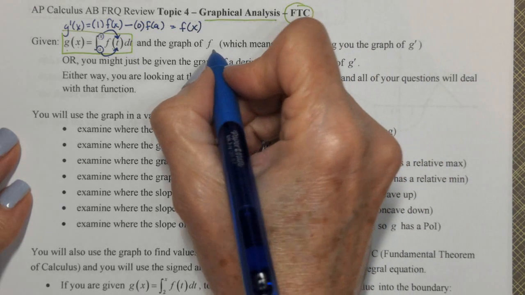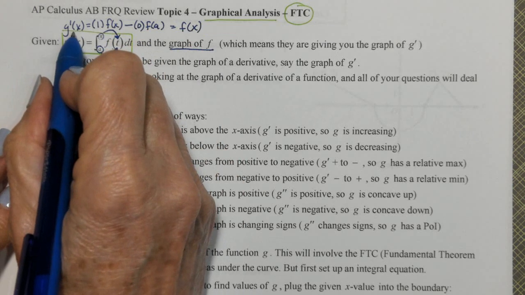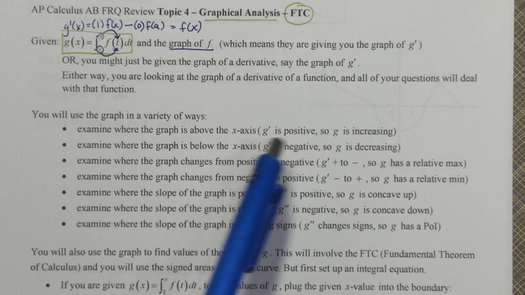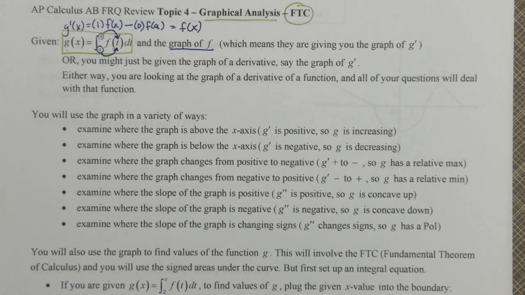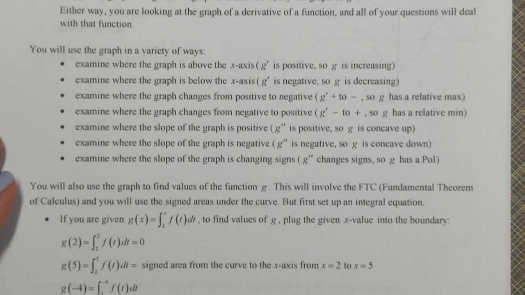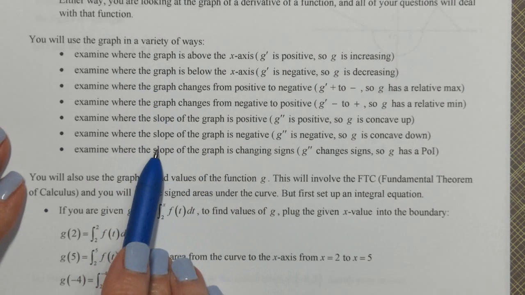So this graph that they're giving you, if they give you the graph of f, they're also giving you the graph of g prime. Another way I've seen problems is they just flat out say this is the graph of g prime or f prime or something. Either way, you're going to be looking at the graph of the derivative of that function. All your questions will deal with the function that you're given here. You're going to examine the graph in a wide variety of ways. These are just some of the ways you're going to use the graph.